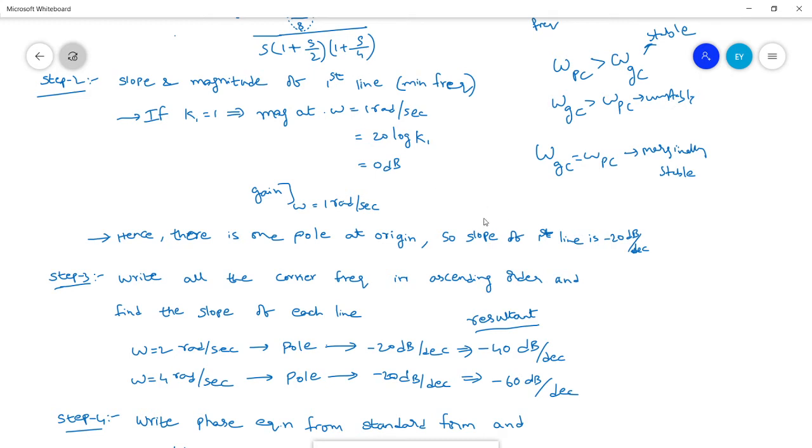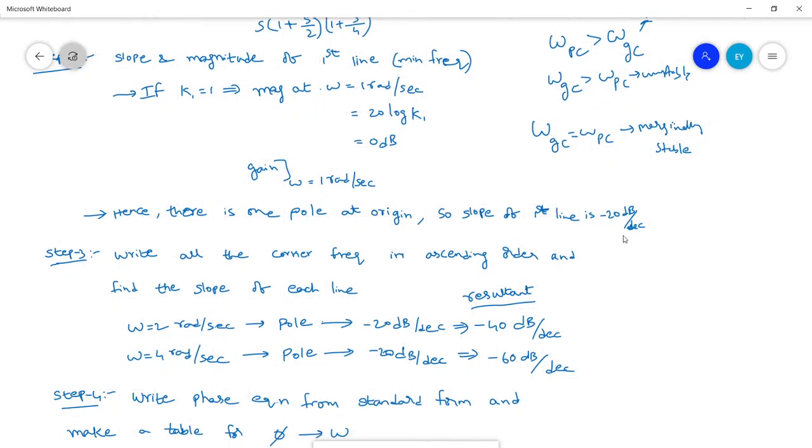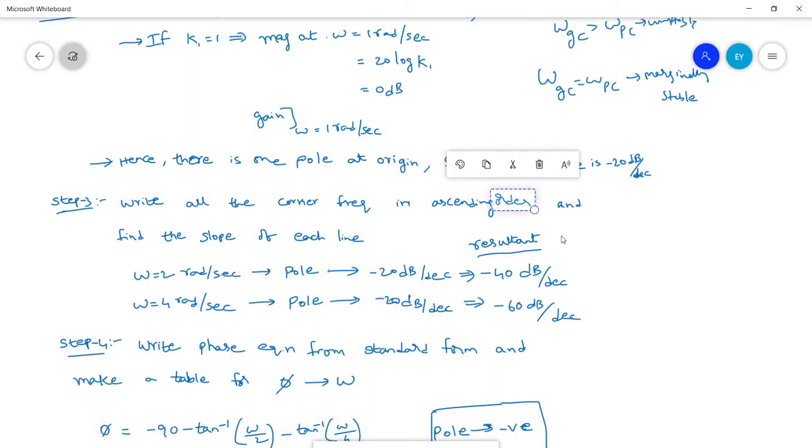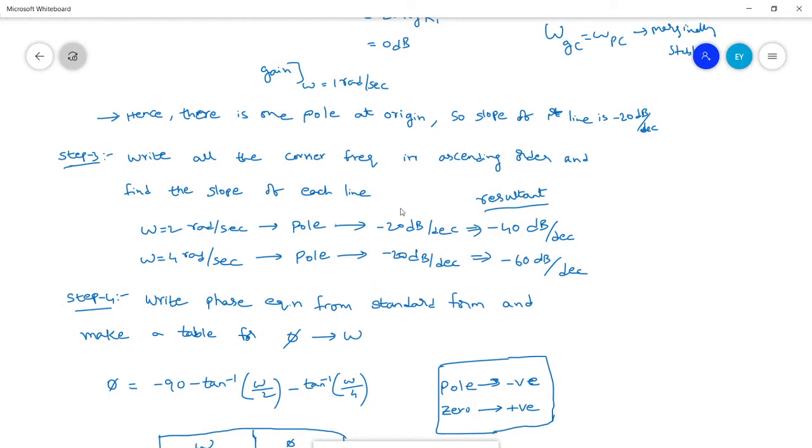First line of the Bode plot will start. Here, since we have only one s term, that means there is only one pole at origin. Therefore, the first line will start at minus 20 dB. If we have poles, it is minus 20 dB, and if you have zeros, we have to take plus 20 dB. Right? Now, next step is to write all the corner frequencies in ascending order. Right?